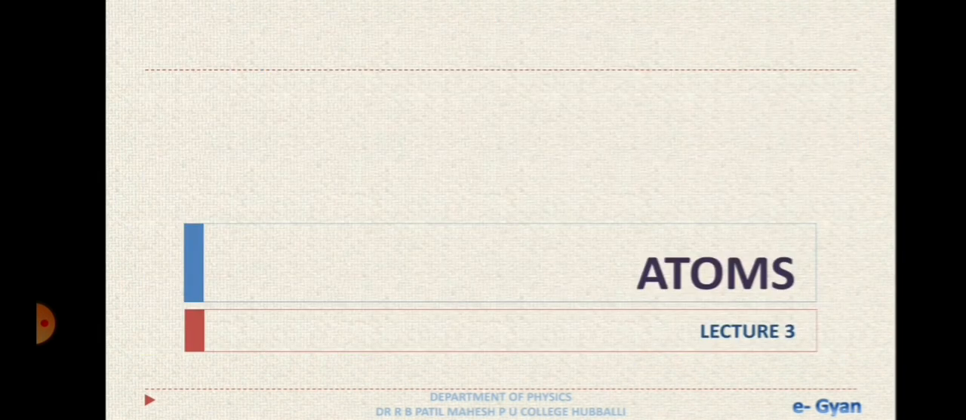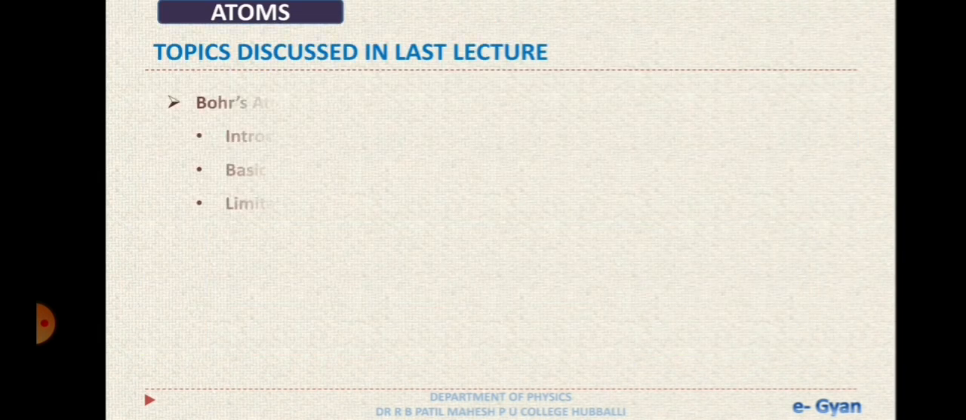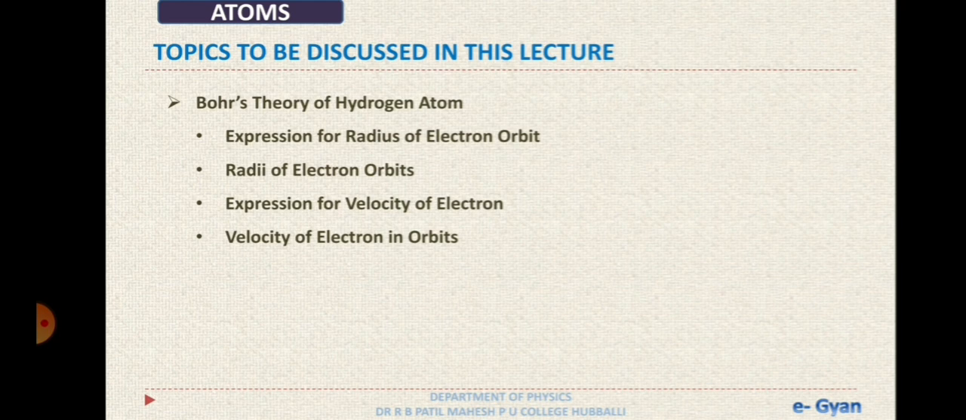Lecture 3 of the chapter Atoms. In the previous lecture, we discussed Bohr's atom model: the introduction, basic postulates, as well as the limitations. In this lecture, we are going to discuss Bohr's theory of the hydrogen atom, the expression for the radius of the electron orbit, radii of electron orbits, expression for the velocity of the electron, and velocity of an electron in orbits.